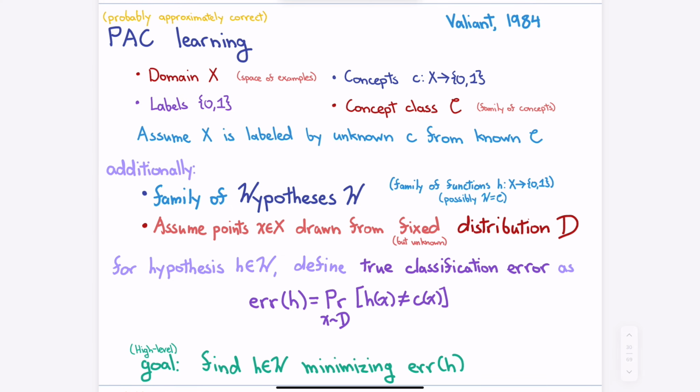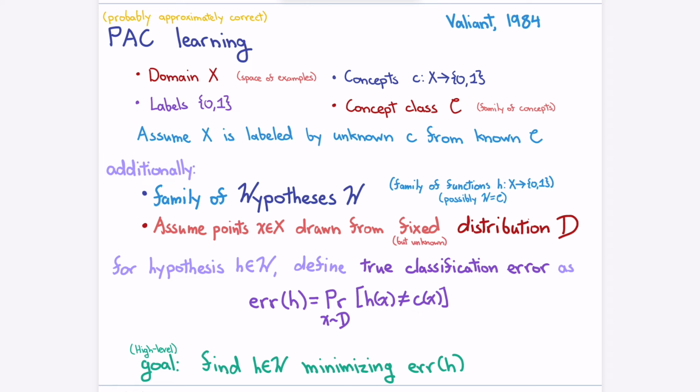Okay, go back here. So originally the consistency model. The data is coming from some fixed but unknown distribution D. And you're promised that the data is labeled by an unknown concept. So there's some family of labelers. They could be rectangles, they could be more complex. You don't know which rectangle is labeling it, but you're promised there is a rectangle. And you're promised the points are drawn from a fixed but unknown distribution.